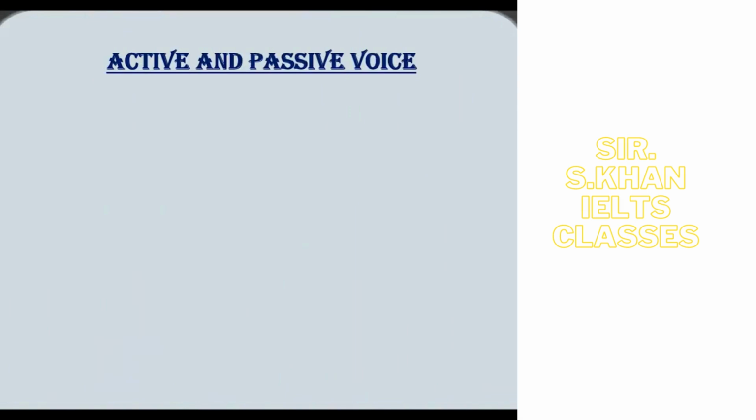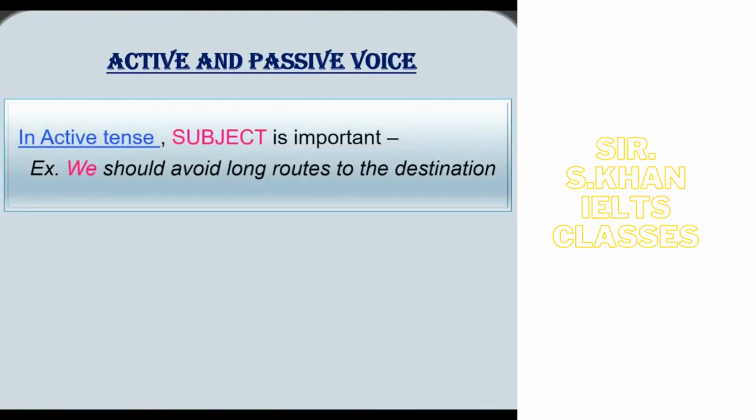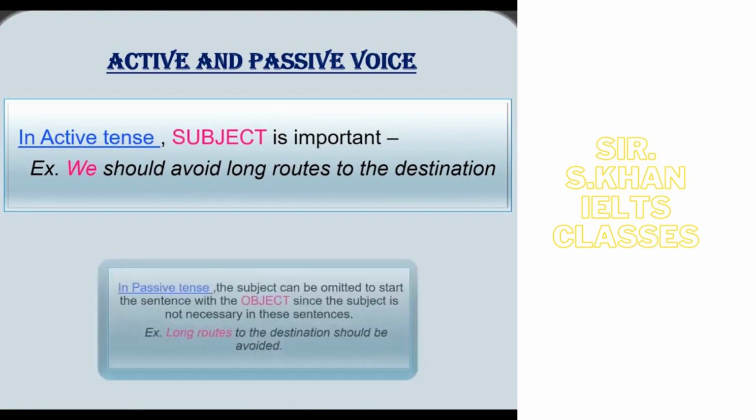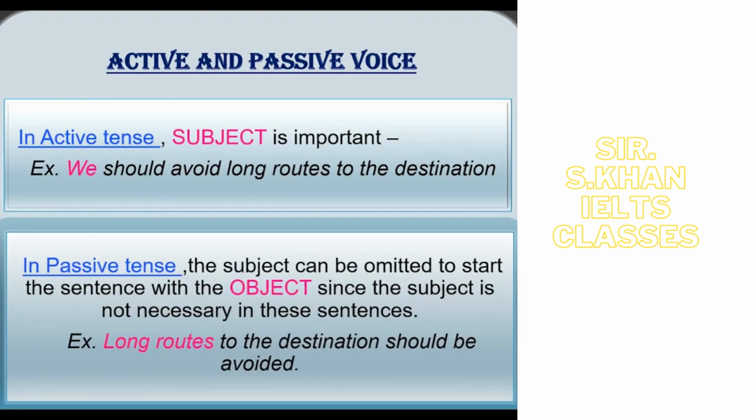Also try and speak a mix of active and passive voice. Let me tell you what these are. In active voice, the subject is important. For example, we should avoid long routes to the destination. Whereas in passive voice, the subject can be omitted to start the sentence with the object. For example, long routes to the destination should be avoided. It's the same sentence, but the subject we has been omitted in the second one to start with long routes, which is an object here, making it a passive voice.